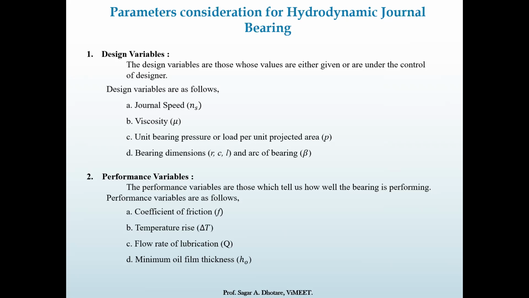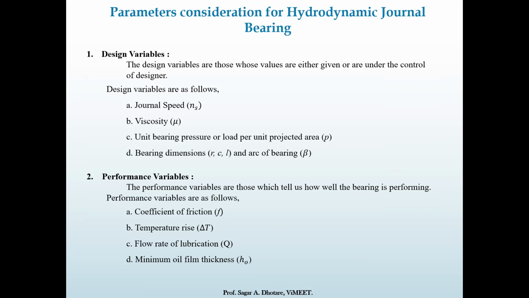The performance variables tell us how well the bearing is performing, and these parameters cannot be controlled directly by the designer. They are affected only by changing one or more design variables. To ensure satisfactory performance of the bearing, the designer must impose certain limits on the values of the performance variables. These limits are based on the characteristics of the bearing, material, and lubricants.